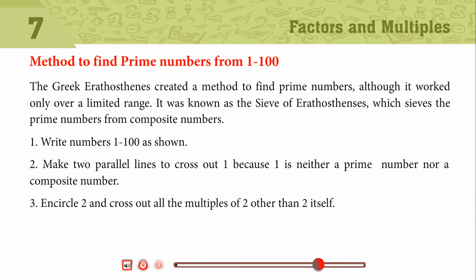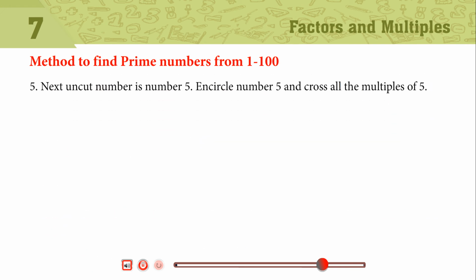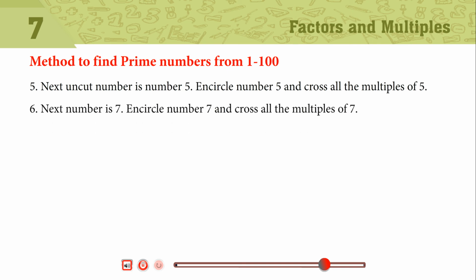Encircle 2 and cross out all the multiples of 2 other than 2 itself. Now move to the next number, which is number 3. Encircle number 3 and cross all the multiples of 3. Next uncut number is number 5. Encircle number 5 and cross all the multiples of 5. Next number is 7. Encircle number 7 and cross all the multiples of 7.